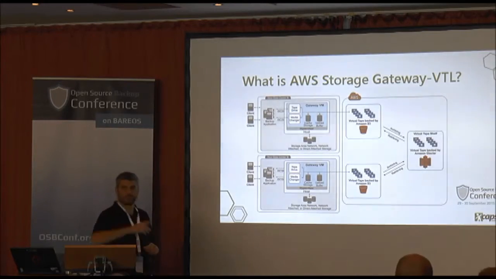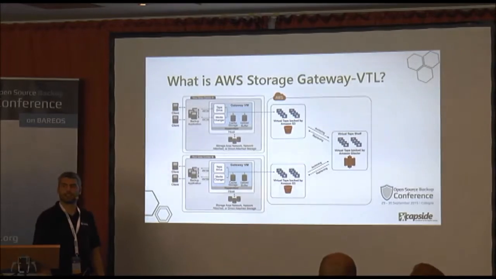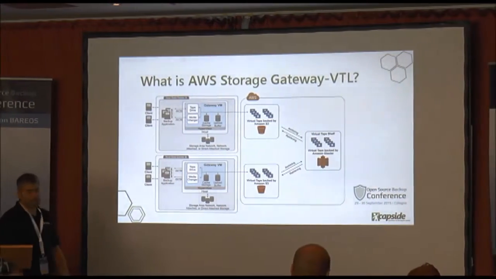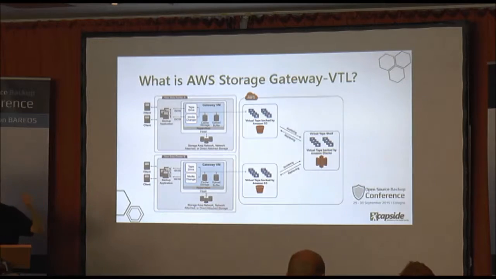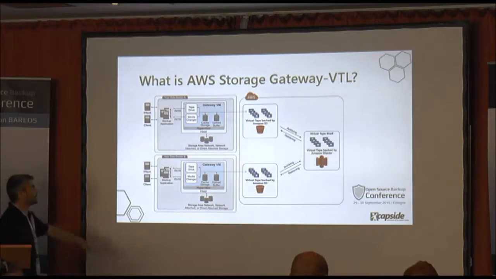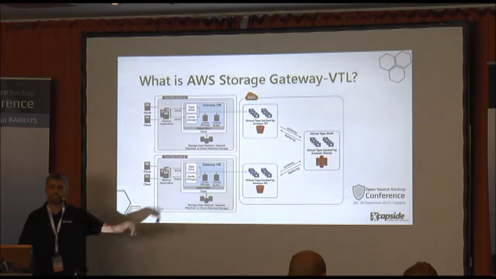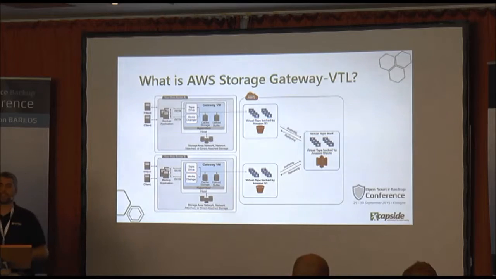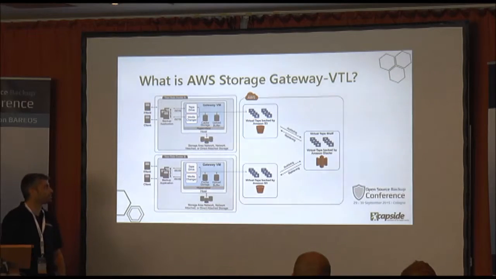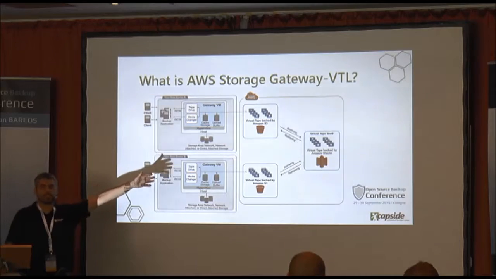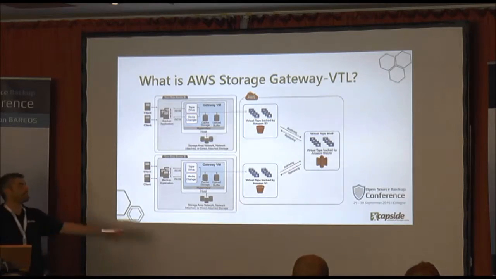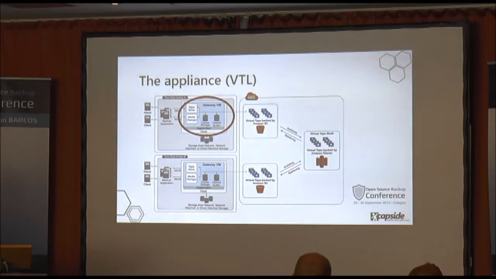I don't know if the guys in the back of the room can see this picture more or less. The Storage Gateway VTL service has three main parts. Okay, it has an appliance. It's just a virtual machine that you install on your ESX or Hyper-V server. It supports both virtualization options. Then you have the virtual tapes that are just like your regular tapes. And then we have the tape shelf that it's like an off-site backup place.